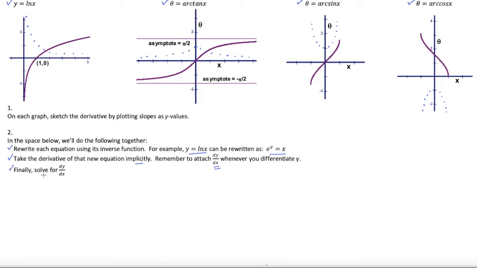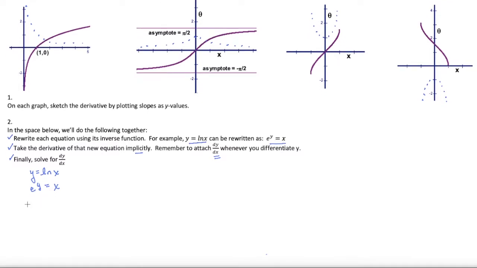All right, so let's do the first one. Let's do y equals the natural log of x. So what I'm going to do is rewrite this as e to the y equals x, and now take the derivative implicitly. And the derivative of e to the y is e to the y times dy dx. That's the chain rule. Equals, and the derivative of x is 1. And that means that dy dx is 1 over e to the y.